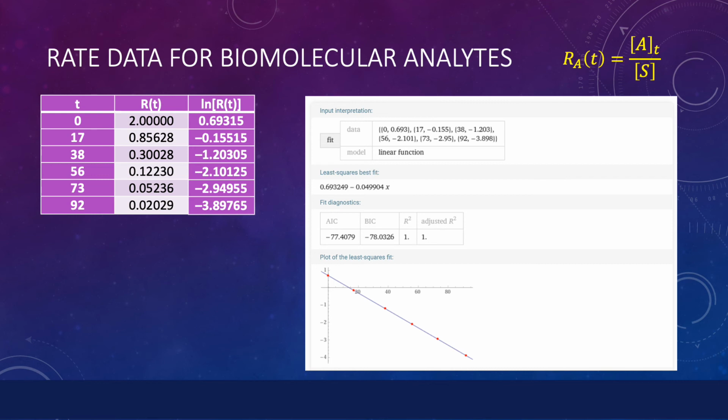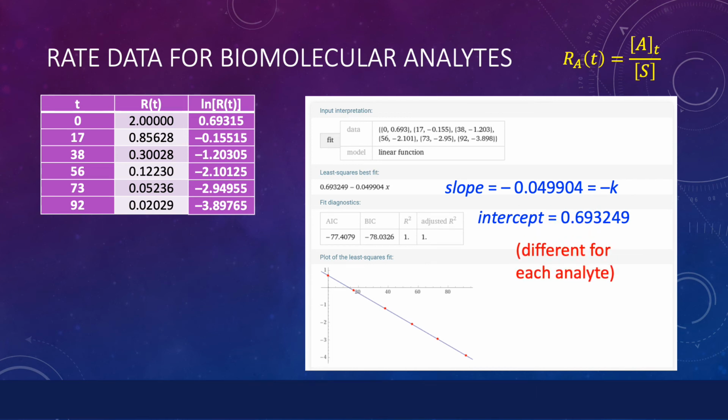So I'll point out that this is basically y equals 0.693249 minus 0.049904x. So from this, we would determine that the slope is equal to negative 0.049904, and that's the thing that's equal to negative k. So be sure to have that in mind when you get this feedback. All right, the intercept is that first number, 0.693249. And I'll note that these are going to be different for each of the analytes.